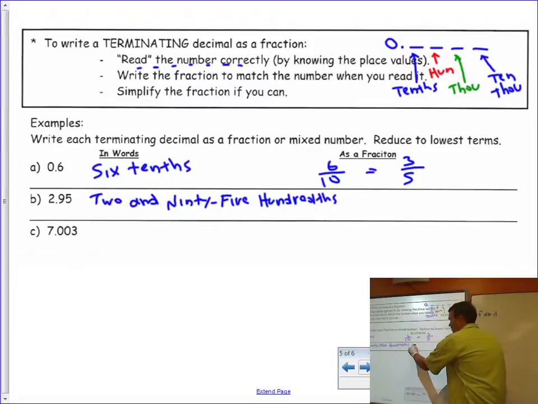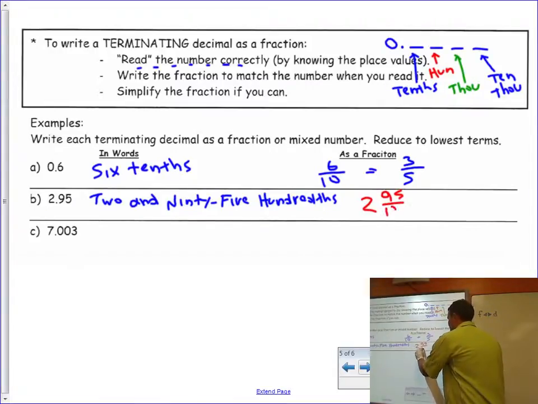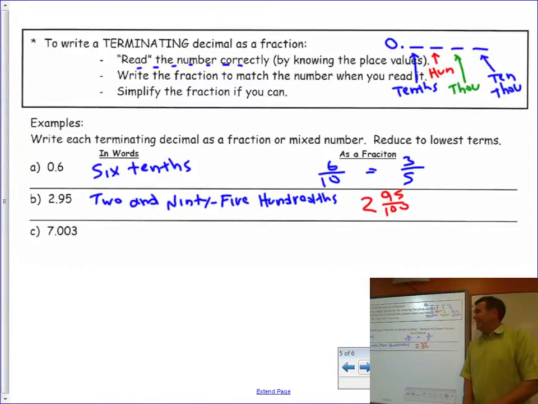As a fraction, that would look like 2, right? The part to the left of the decimal is the whole number, and the part to the right of the decimal is the fraction, 95 hundredths. So it might look like that, except 95 hundredths can be reduced because 5 goes into both 95 and 100. And so really it reduces to 2 and 19/20ths. Your calculator, if you typed in 95 hundredths and hit enter, would probably reduce it for you, depending on what type of calculator you have.